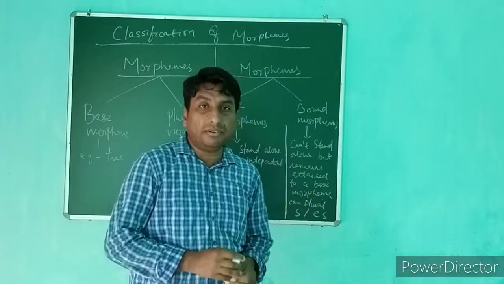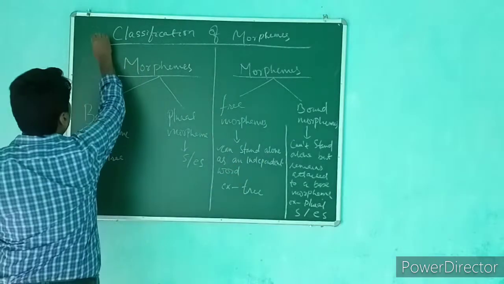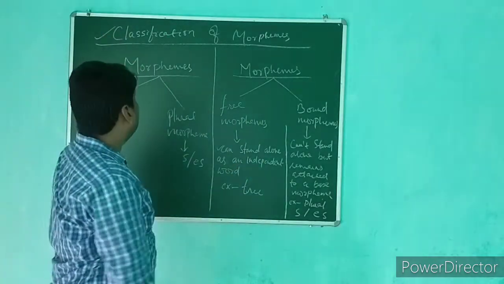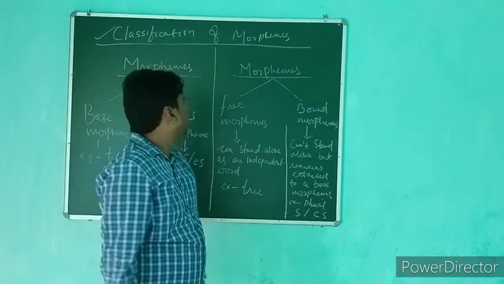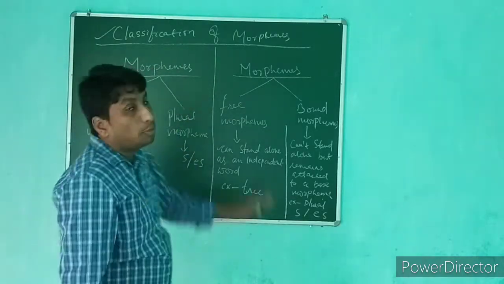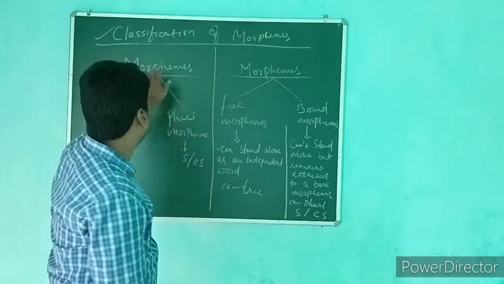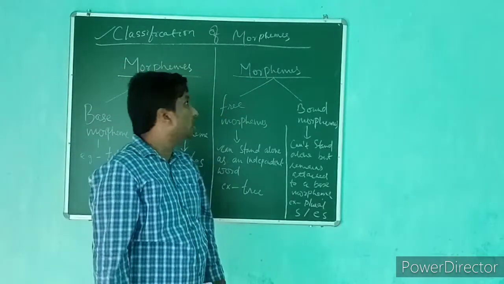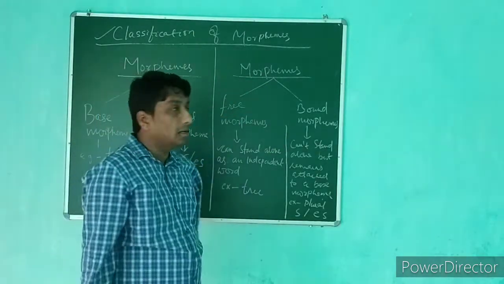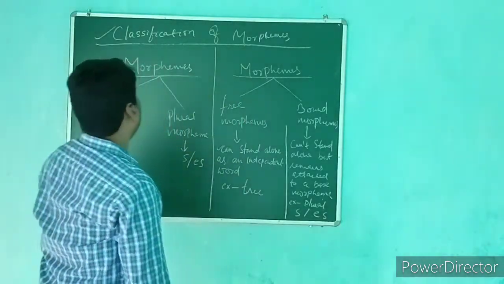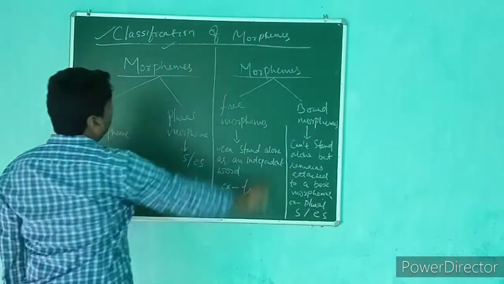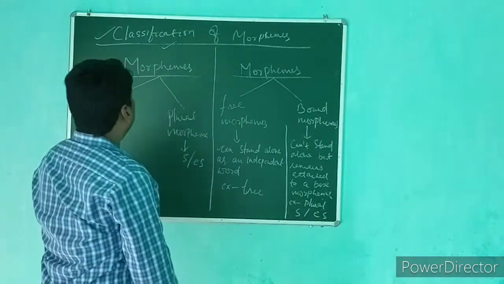Now moving ahead, we will very quickly try to understand how morphemes are classified, right? So I have written here classification of morphemes. There are two possible ways in which we can classify morphemes. The same task can be done in two different ways. And what is the task? We are trying to classify morphemes.